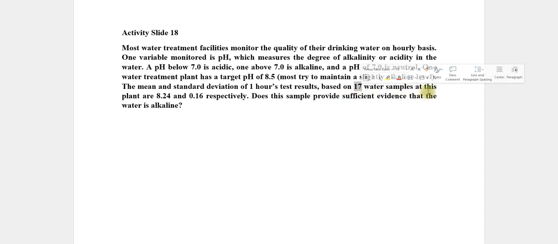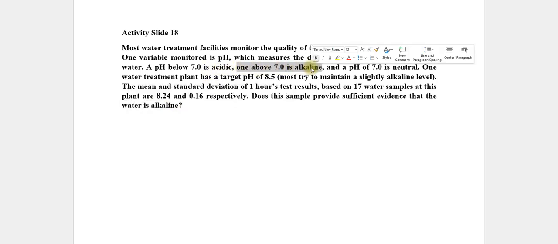Based on 17 water samples at this plant, the mean and standard deviation are 8.4 and 0.16 respectively. Does this sample provide sufficient evidence that the water is alkaline? How shall you know if the water is alkaline? If the pH value is above 7.0. We're going to check all this out.